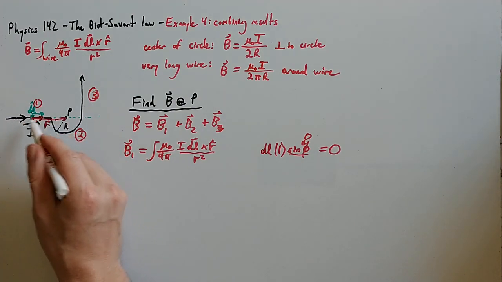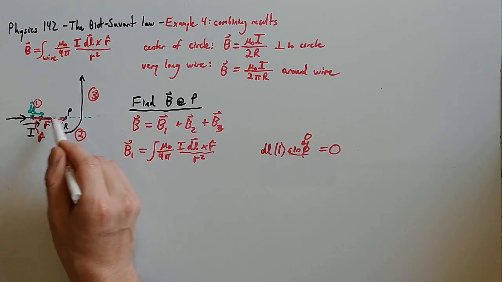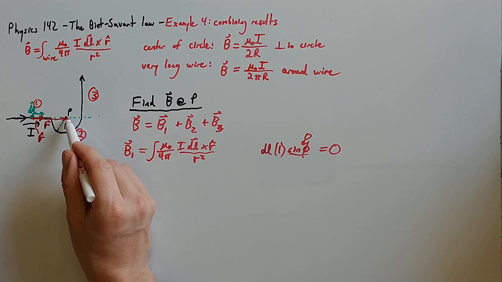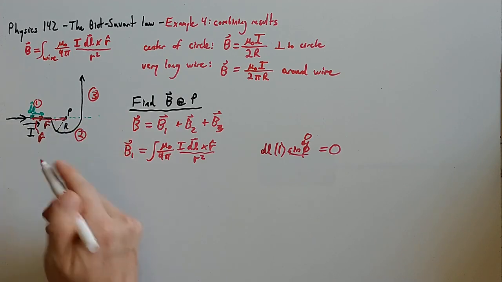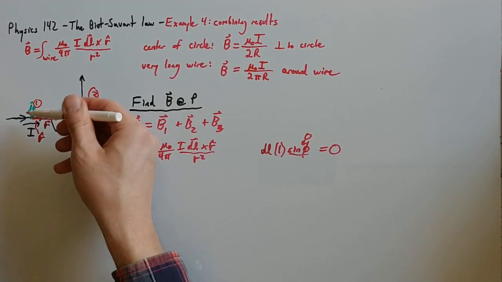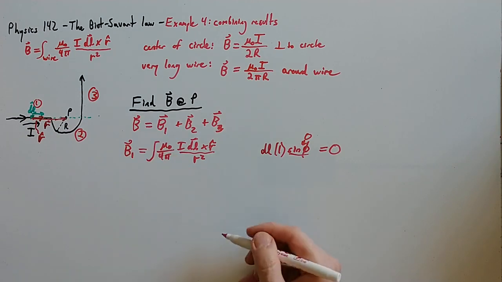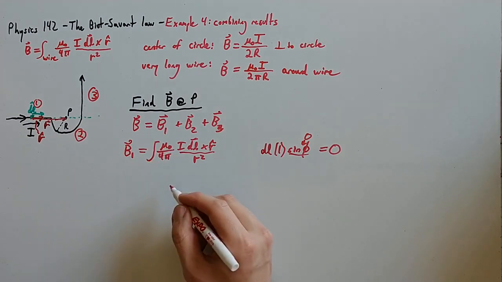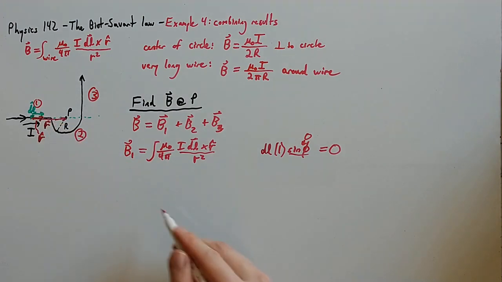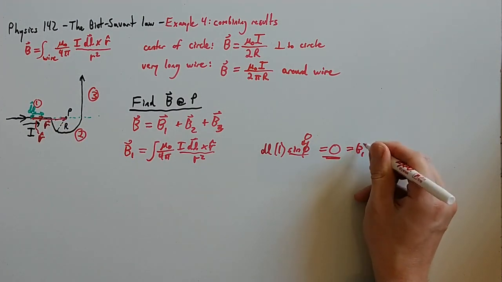And that makes sense. If you're looking at a spot that's in the same direction here, there's nothing crossing, and so you don't get any magnetic field. Magnetic field, we know, loops around wires. It's not off the end of wires. So from part 1, we just get 0 because the r hat and the dl are in the same direction. So that's B1.